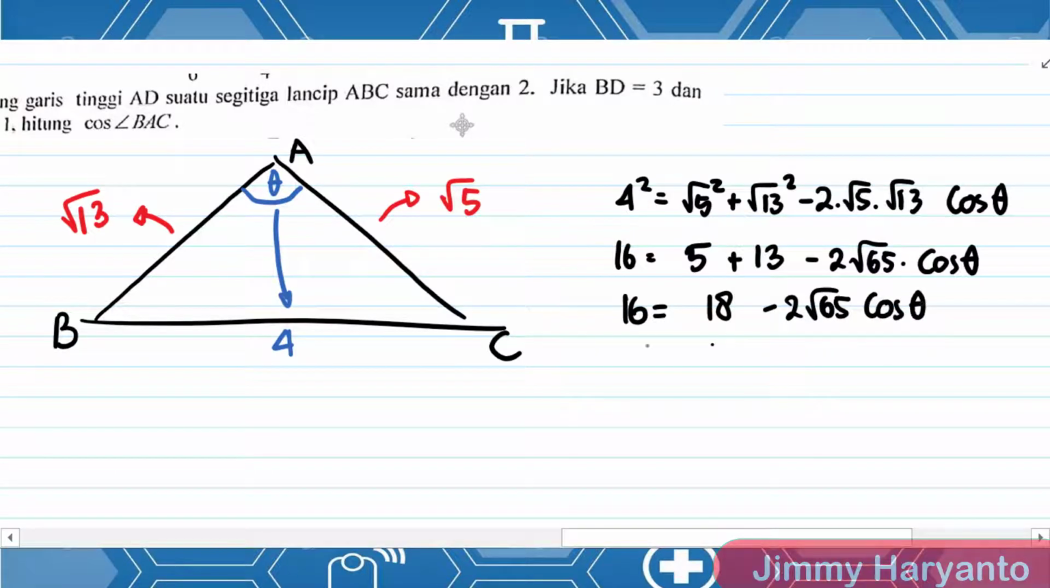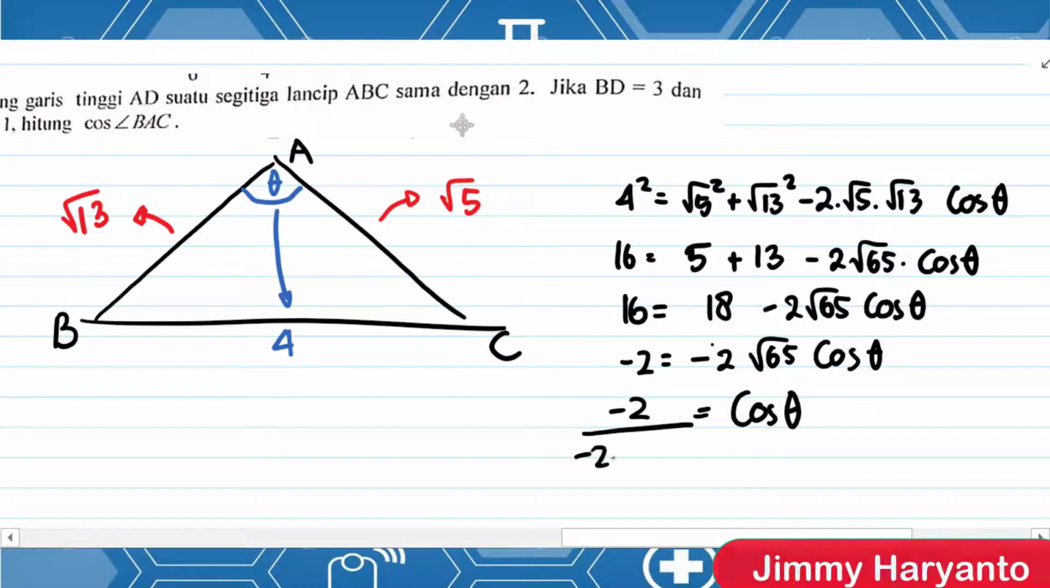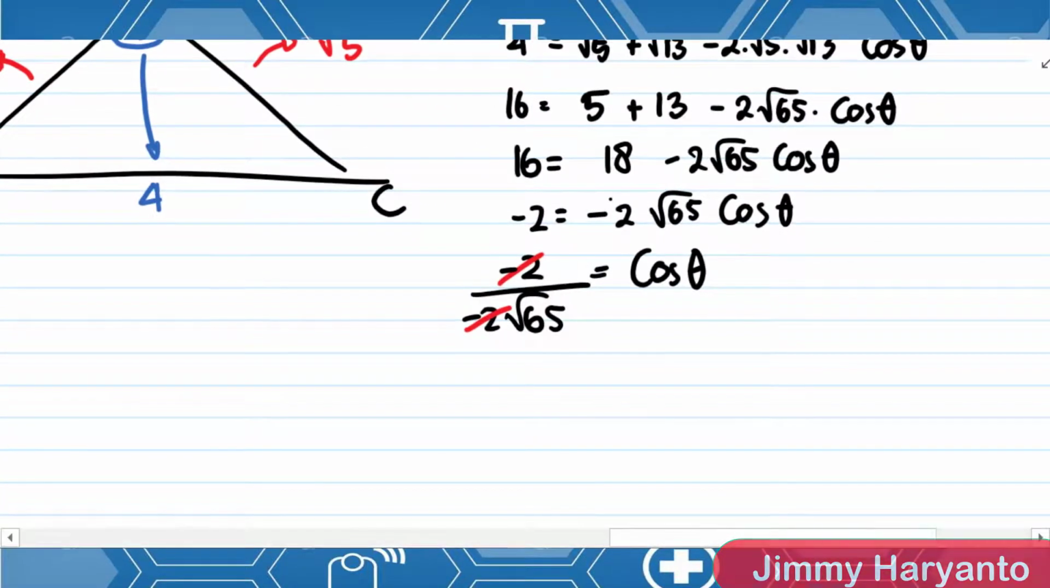Move the 18 to the left side: negative 2 equals negative 2 square root of 65 cos theta. After that, cos theta equals negative 2 over negative 2 square root of 65. You can cross out the negative 2, so cos theta equals 1 over square root of 65. There you go.